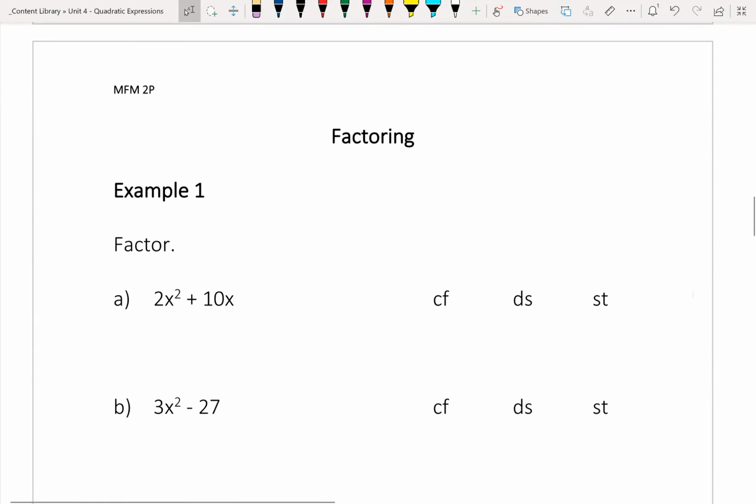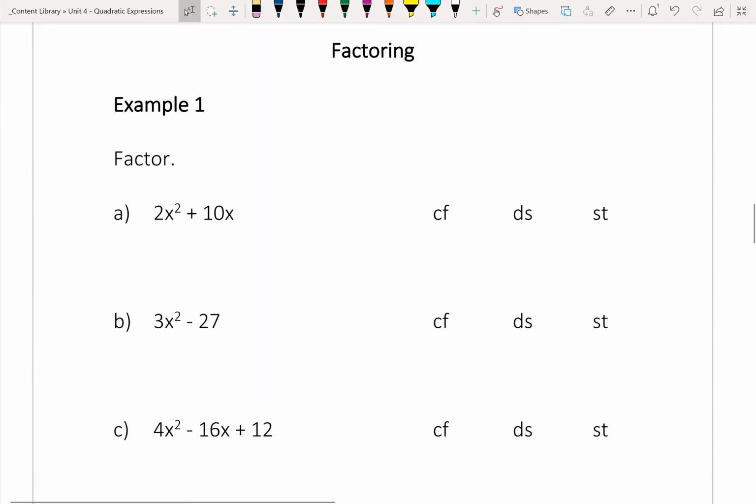So what we're going to do now is we're just going to go through and look at trying to identify which method of factoring works best. So looking through these, and you can refer back to that last page. If we're trying to factor 2x squared plus 10x, the first thing you want to do is, is there common factoring? Well, is there a greatest common factor?